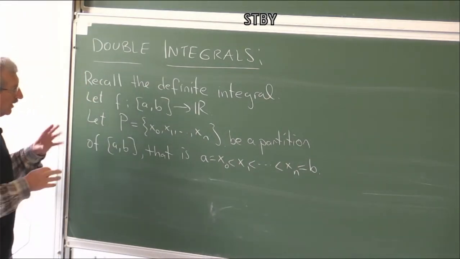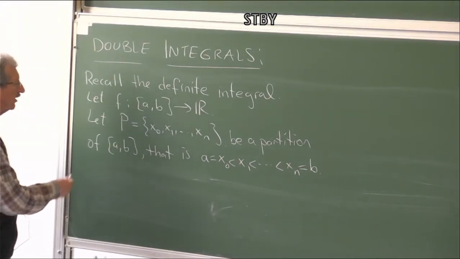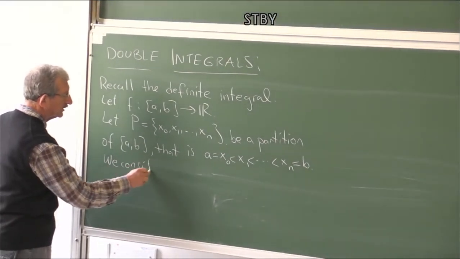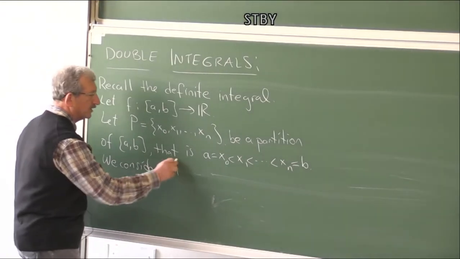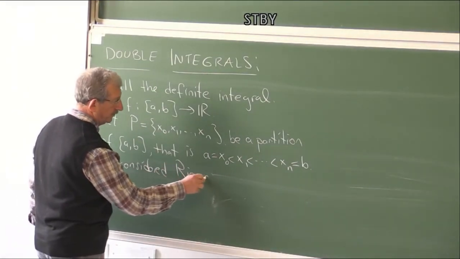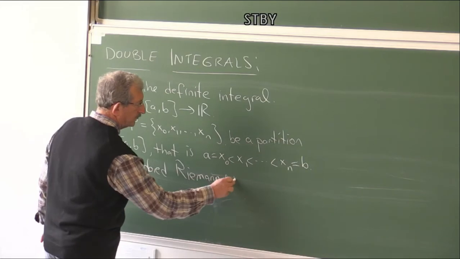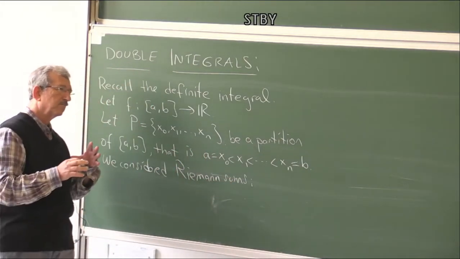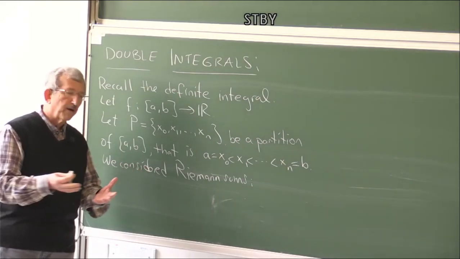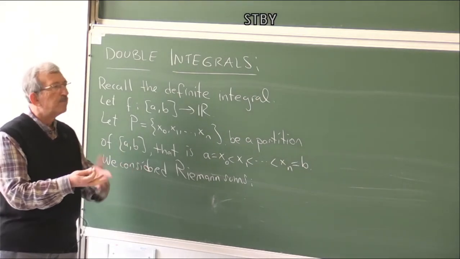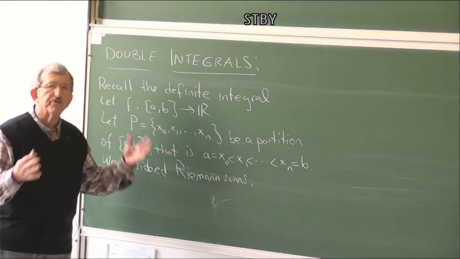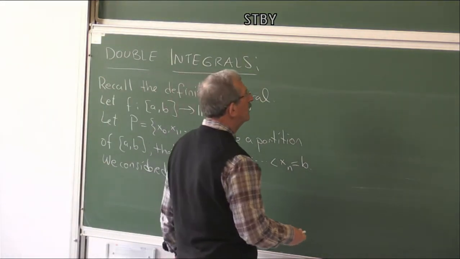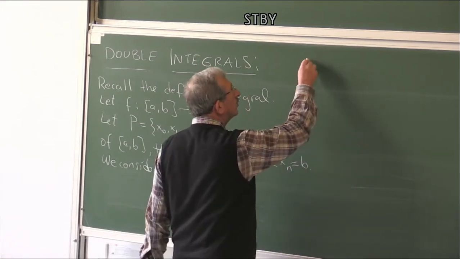Now, the second concept was Riemann sums. These were actually threefold. There was a lower sum, there was an upper sum, and there was the general Riemann sum. I will consider all three of them. These were of the following sort.